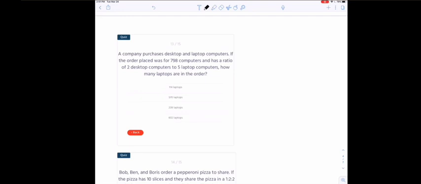Number 13 says, a company purchases desktop and laptop computers. If the order was placed for $798 and has a ratio of 2, let me start over. I read that one. A company purchases desktop and laptop computers.